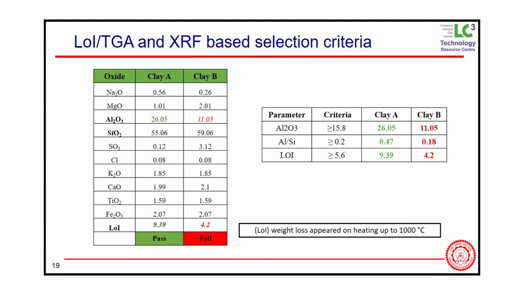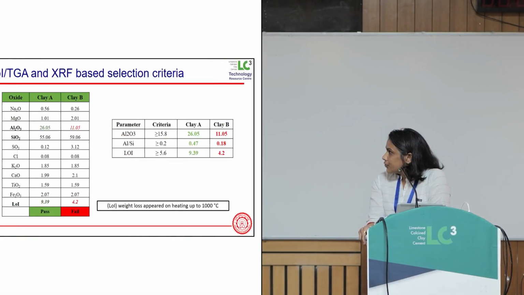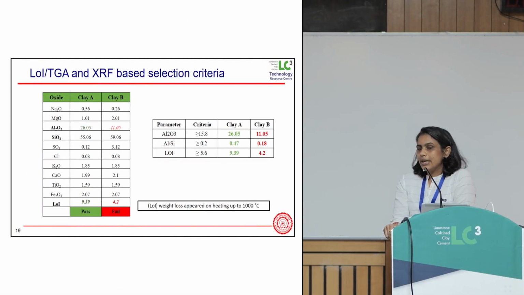Here I have mentioned the criteria by which we will be able to tell whether a clay is suitable for the production of LC3 or not. The first one is the content of alumina. If the content of alumina is above 15.8, then the clay is suitable. If the alumina by silica ratio is above 0.2, okay, this clay is suitable. LOI must be greater than 5.6.